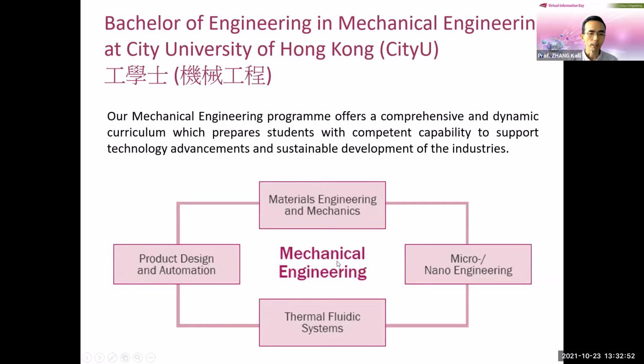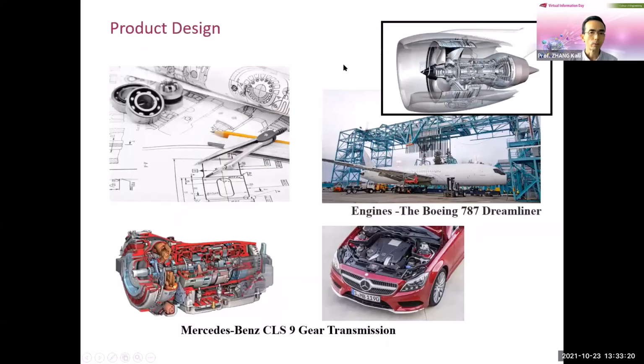So our mechanical engineering program will cover mainly four areas. One is materials engineering and mechanics, and second is product design and automation. And the third one is thermal fluid systems, including heating, ventilation, and air conditioning systems. And the last one is micro and nano engineering. So I will briefly introduce them one by one. The first one is product design.